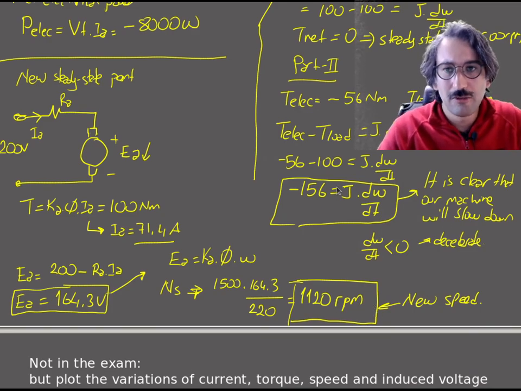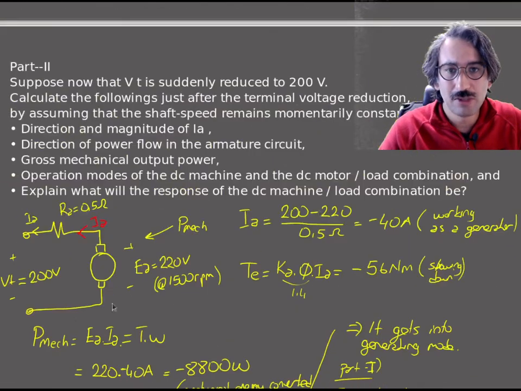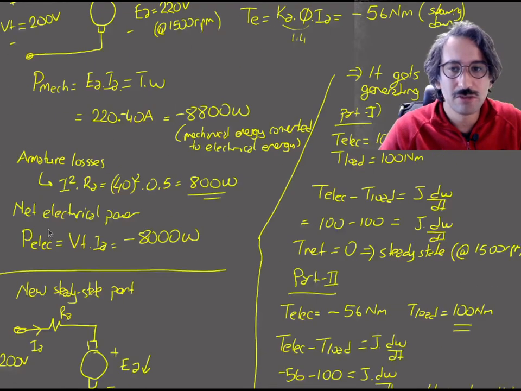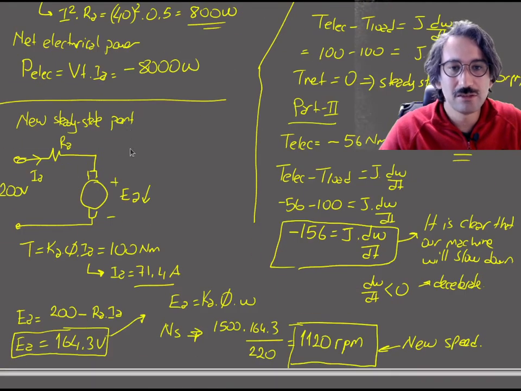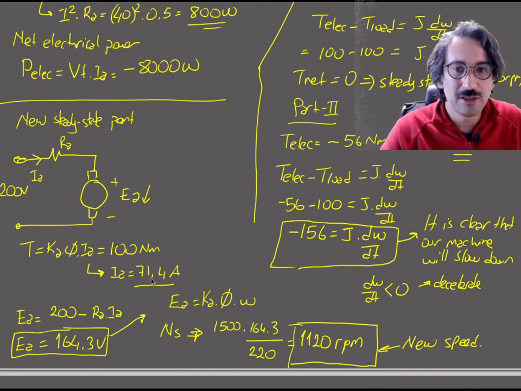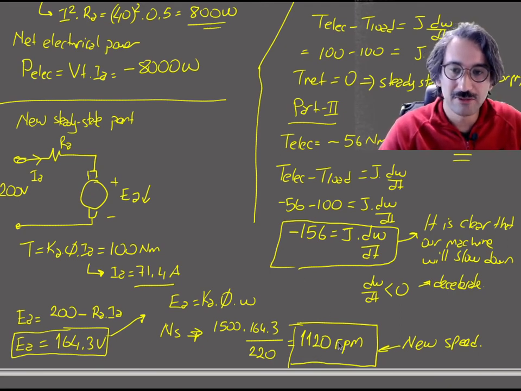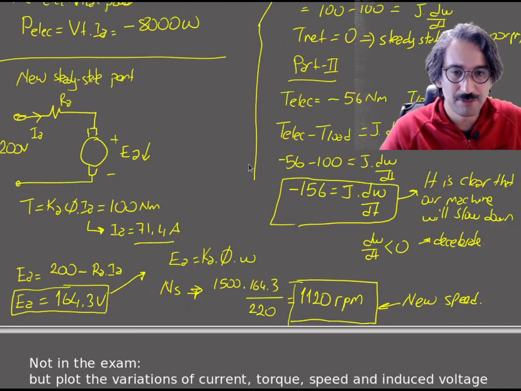So now our machine started from 1500 RPM, but since I reduced the terminal voltage to 200 volts, it will keep slowing down until it gets into the motoring mode and until the armature current is the same as the previous one, 71.4 amps, and that corresponds to an armature voltage of 164.3 volts, and that corresponds to 1120 RPM. So that will be our new operating speed.